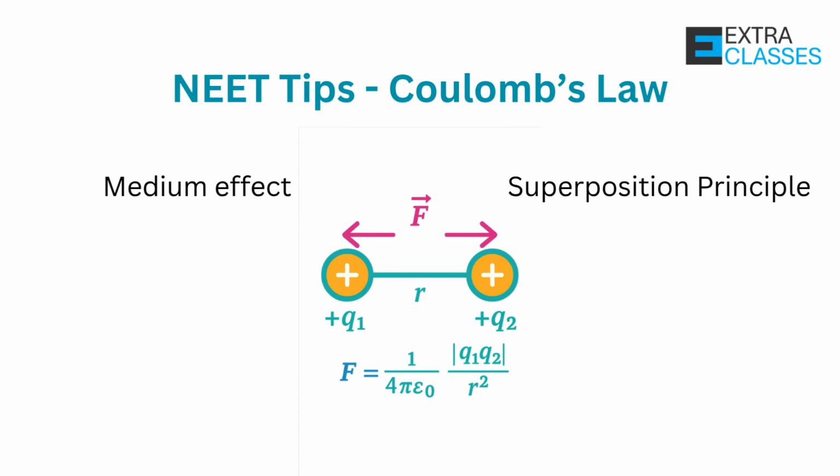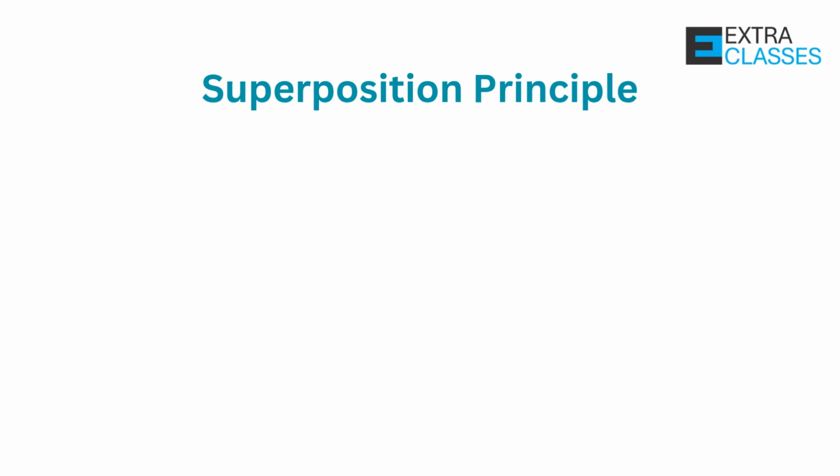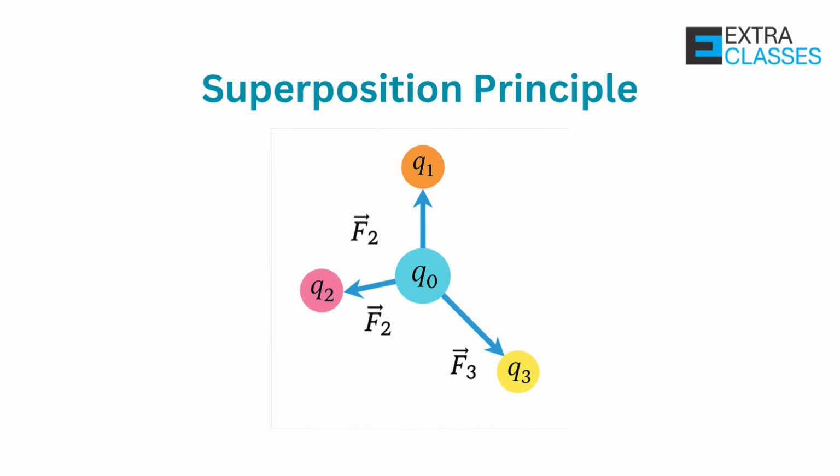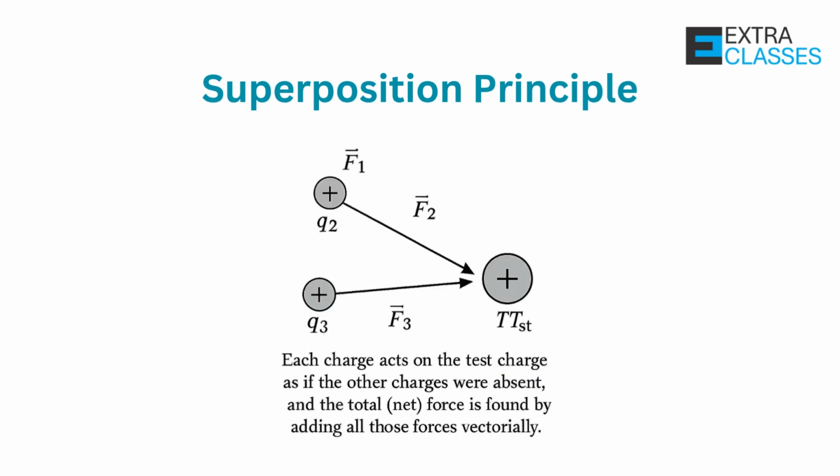And then, superposition principle. The total force on a charge is the vector sum of individual forces due to all other charges. Let us understand the superposition principle. The superposition principle states that the net electrostatic force on any charge, due to a system of multiple other charges, is the vector sum of individual forces exerted by each charge, acting independently of one another. In simpler words, each charge acts on the test charge as if the other charges were absent, and the total, net, force is found by adding all those forces vectorially.